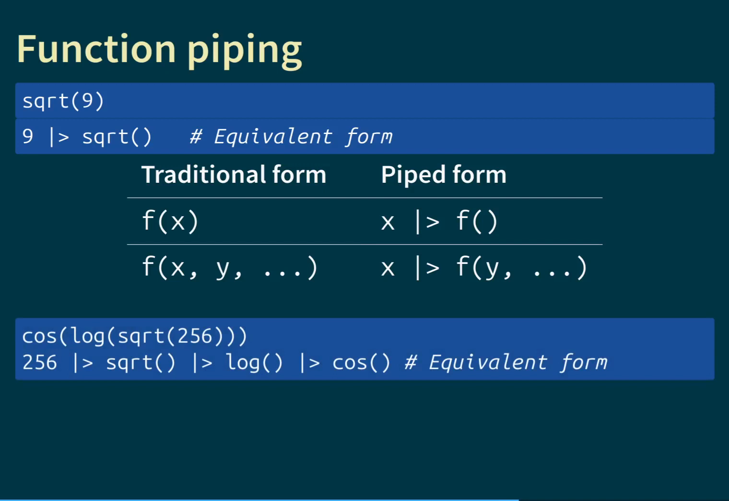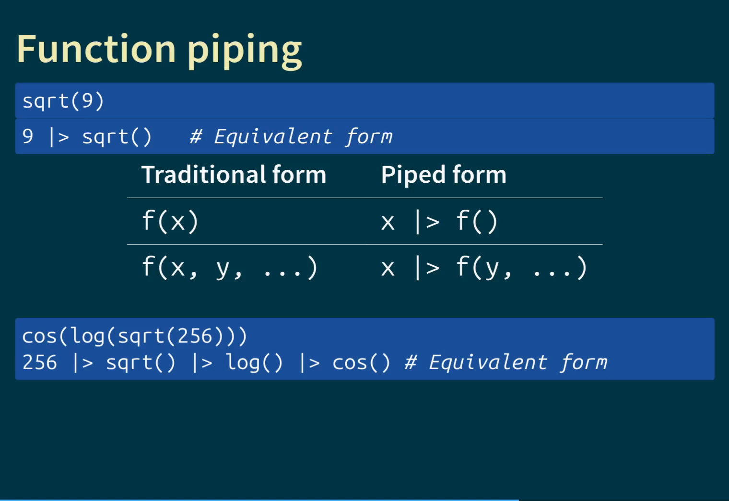Okay, let's see a couple of simple examples of how this might work. If we want to compute the cosine of the logarithm of the square root of 256, we can write that in the traditional way, but maybe for a human brain, it is a bit more transparent to write it the other way. We take the number 256, then we pipe it into the square root function, then we pipe the result of all of that into the logarithm function, and finally we pipe the result of all of that into the cosine function.